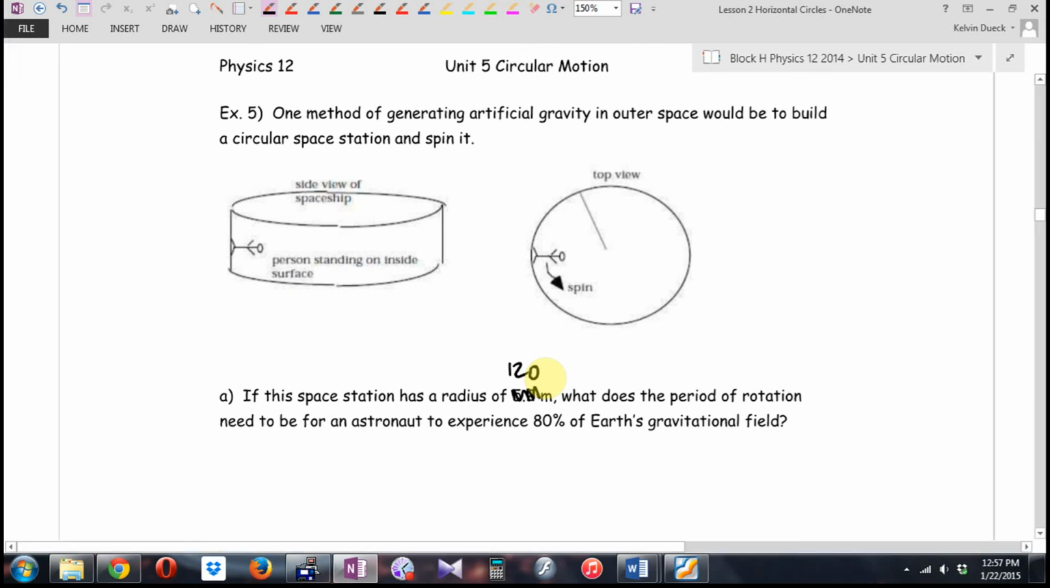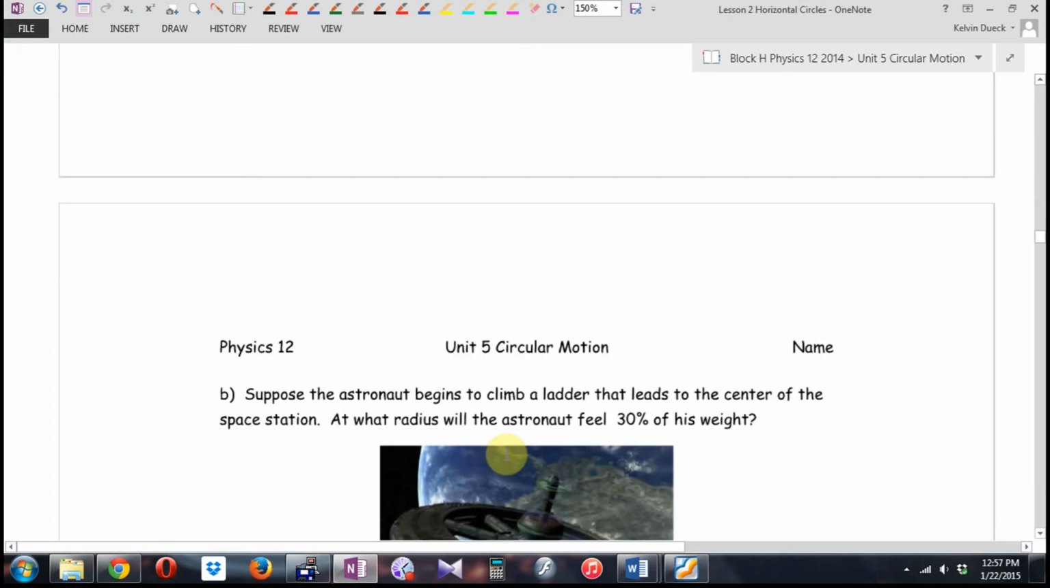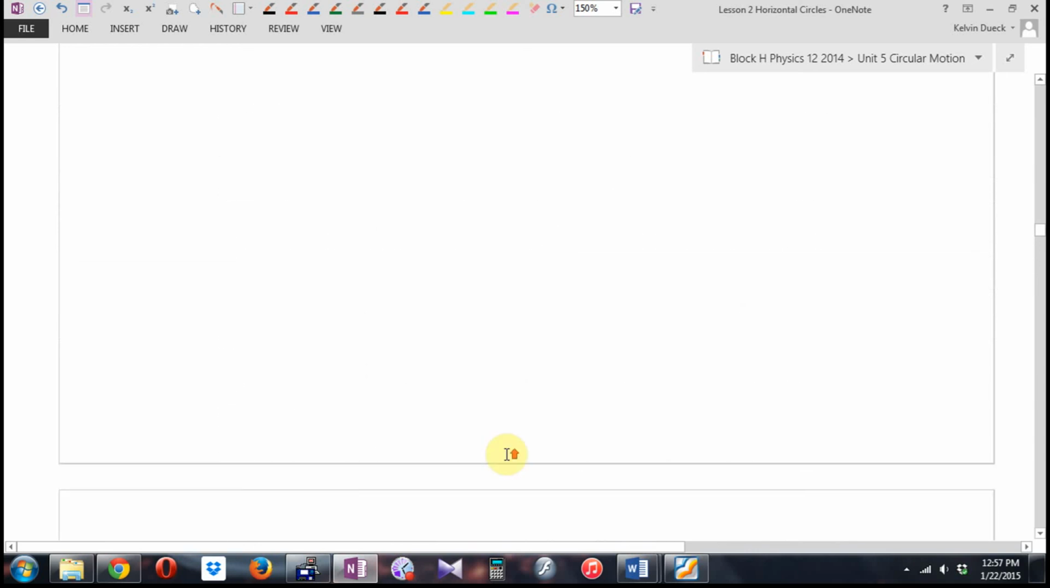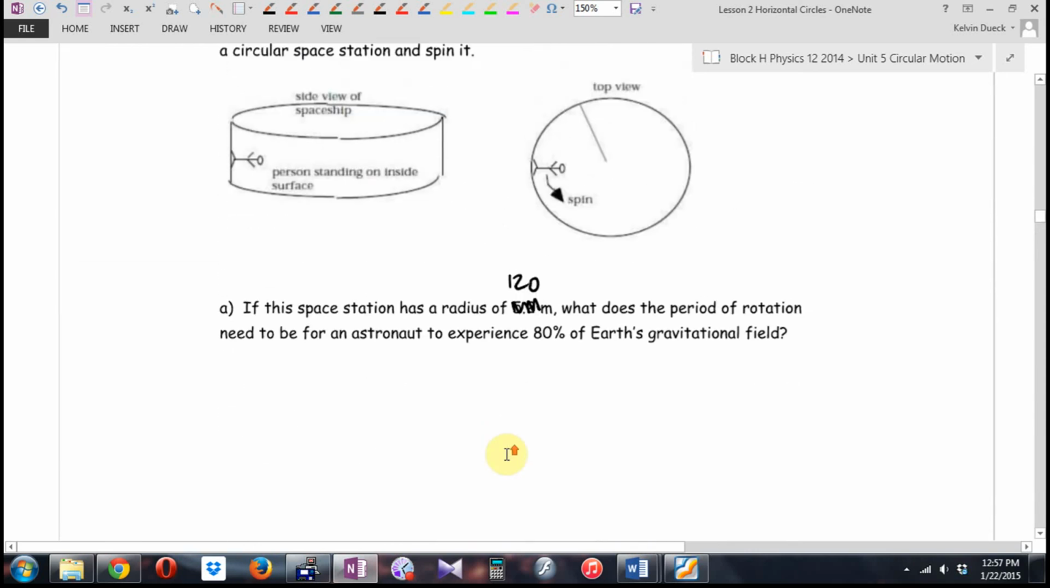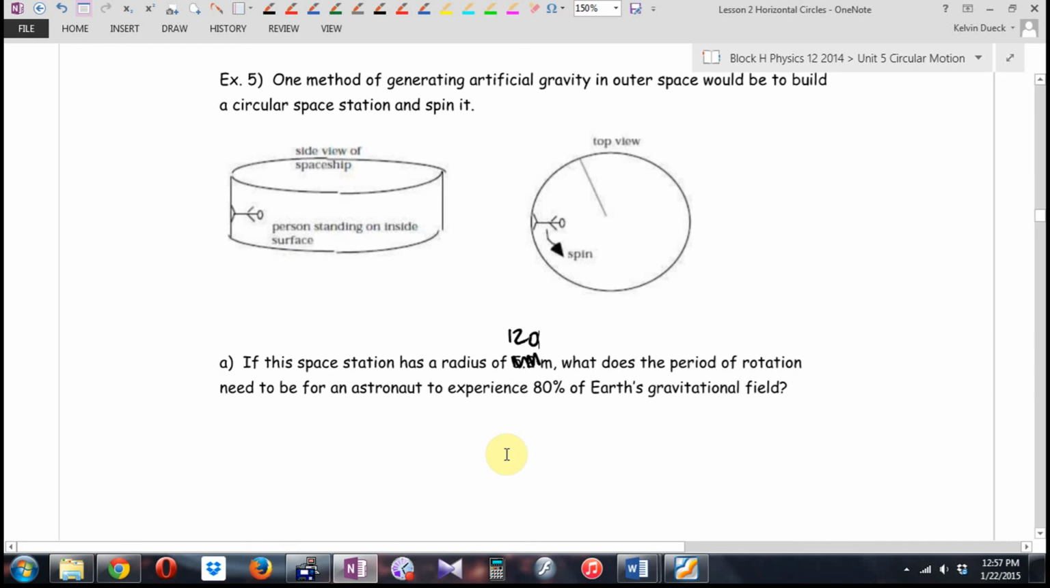Let's go maybe 100 years in the future. What does the period of rotation need to be for an astronaut to experience 80% of the Earth's gravitational field? I like this question. Not just that, it's space. This is our best guess if we do a Mars mission or something even further, and we don't want the astronauts' bones to decay and atrophy: spin the space station, and you can induce an artificial gravity.